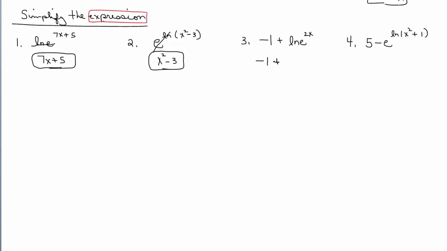Number 3, bring down the negative 1 plus natural log of e disappears. 2x drops out. I can't do anything further with that to collect, simplify, etc. So I'm done. Number 4, bring the 5 down, minus. Those functions undo each other. I'm left with, parentheses are important, minus x squared plus 1. You're not done. Distribute the negative. You're not finished. Collect the constants. So I'm going to end up with 4 minus x squared.